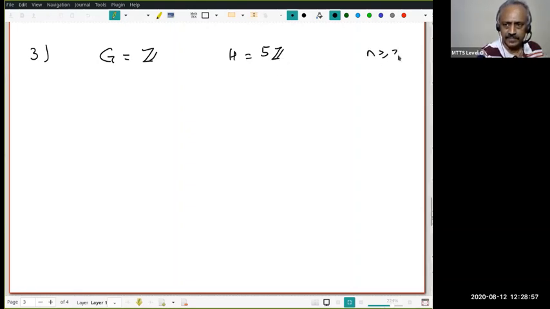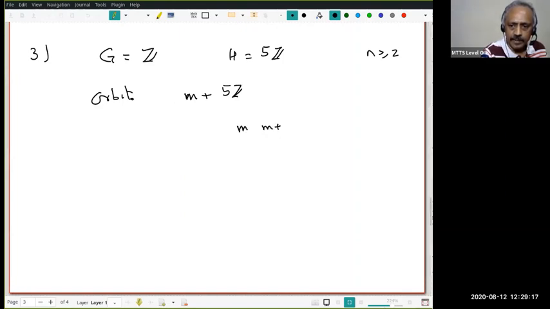N equal to 1 is trivial, so I am not taking it. Now, what are the orbits? Orbits are of the form some integer m plus 5 times Z. How does it look? It looks like I have m plus 5, m minus 5, and so on.